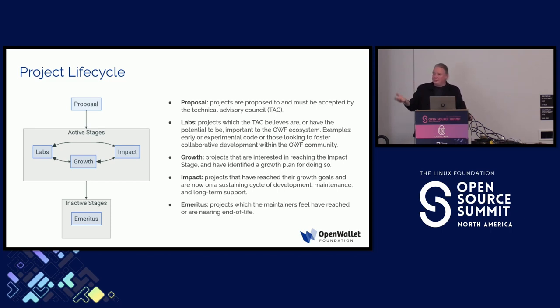Younger projects are considered labs. Growth stage projects are those that have achieved some degree of deployment, some degree of vetting. Typically, more than one company has been involved with the development of it by that point. And then impact projects are the ones that really are a takeoff and the like. And then finally, like all software has a life cycle, well-run projects, I think, pretty ruthlessly weed out the moribund projects in their communities. So you have to have an emeritus status, and we're still young; we don't have any there yet, but we're on our way.